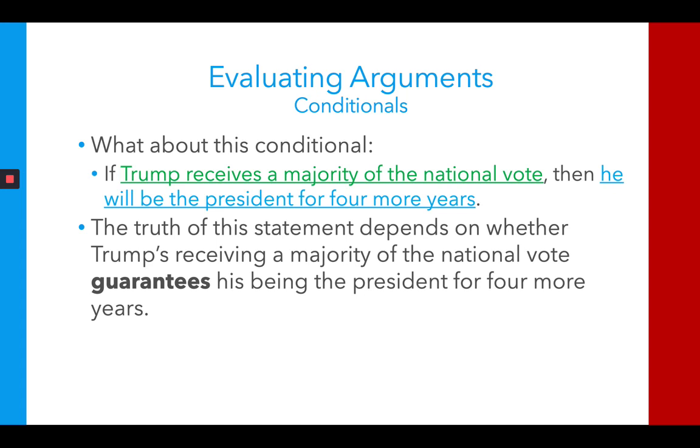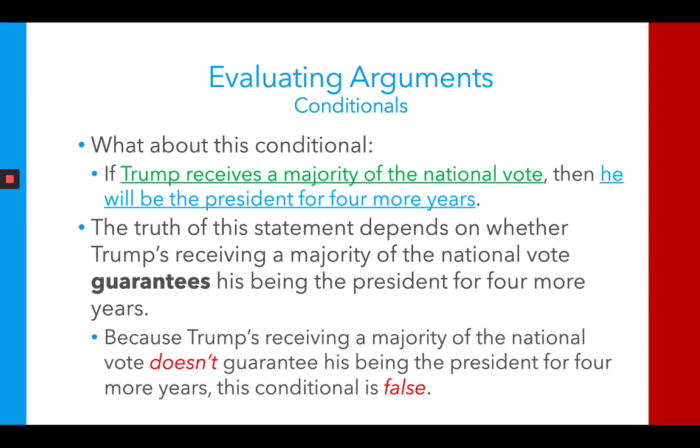Think about it on your own, right? What do you think? Here's the answer. The answer is no. There's no guarantee. The antecedent doesn't guarantee the consequent, right? Trump's receiving a majority of the national vote doesn't guarantee that he's going to be the president for 4 more years. Why? Well, because who's the president doesn't depend on the national vote. Right? It depends on the electoral votes, votes in the Electoral College.